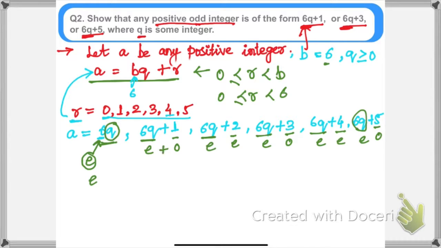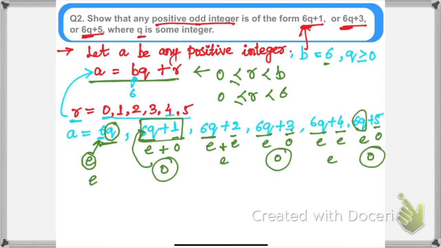So even plus odd is always odd, even plus even is always even, even plus odd is again odd, even plus even is even, even plus odd is odd. So what are the outcomes for odd? Here we got one odd and one more odd. So 6q plus 1 we got here, 6q plus 3 we got one more odd, and 6q plus 5 we got our third odd number.